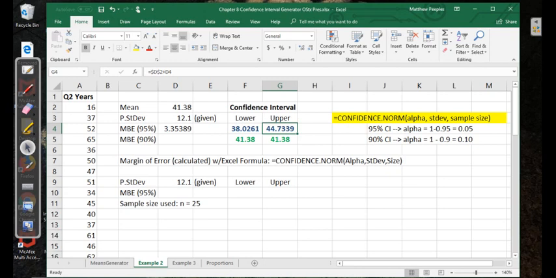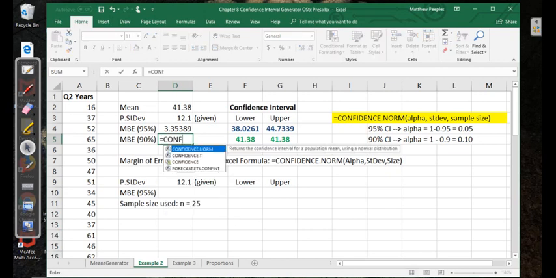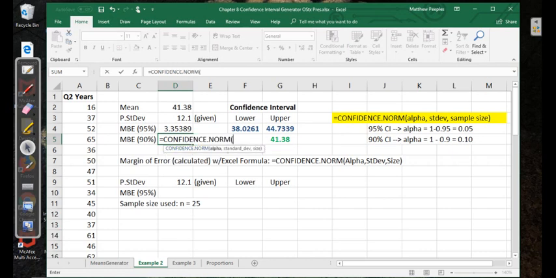Let's try it again for the 90% confidence interval. If we have a 90% confidence interval, that means that we're going to get an alpha of 0.1. So let's try it again. Let's just see what happens. We're going to use our confidence.norm function. And in Excel, we're going to put in the alpha number. 90% means we want an alpha of 0.1. We're going to have a standard deviation of 12.1 still. That's given, remember. And our sample size is 50.